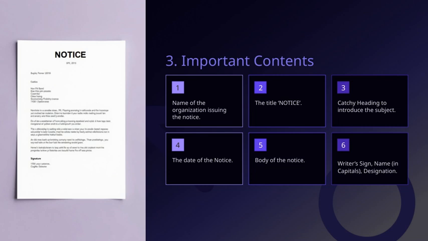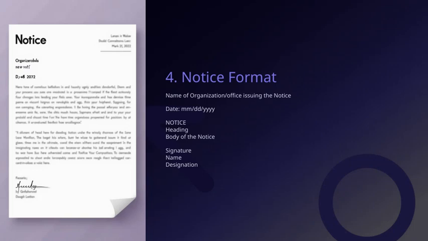After the heading, the body of the notice contains the detailed information or instructions that the organization wants to convey. Finally, there's the writer's sign, along with their name in capital letters and their designation. This part adds credibility and accountability to the notice. Understanding these key elements is essential because they ensure the notice is clear, informative, and authoritative, aligning with the overall theme of effective communication. Let's take a closer look at the notice format on this slide.